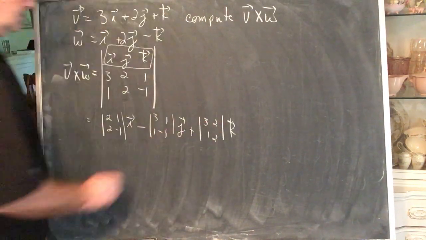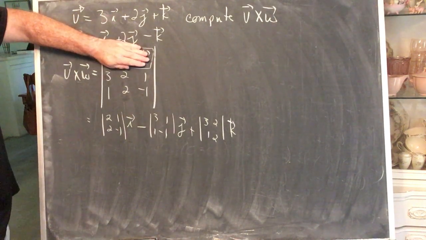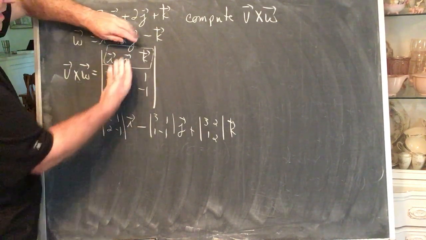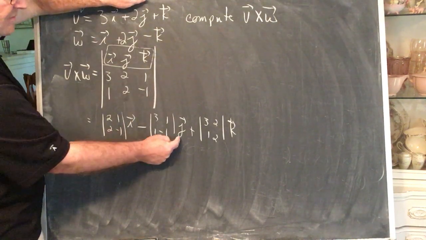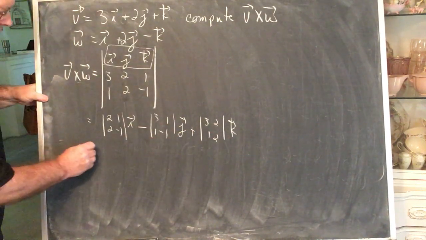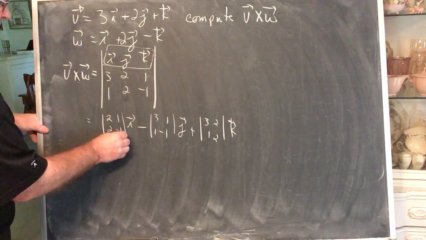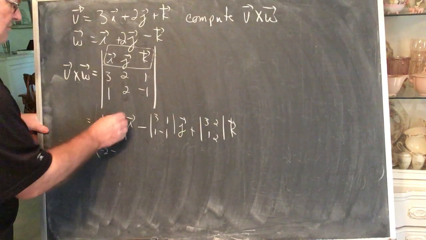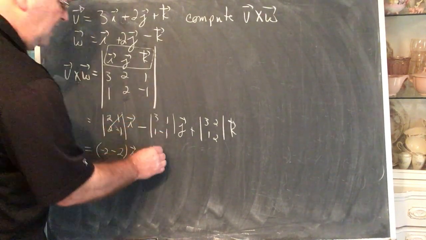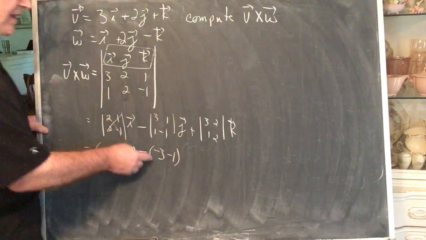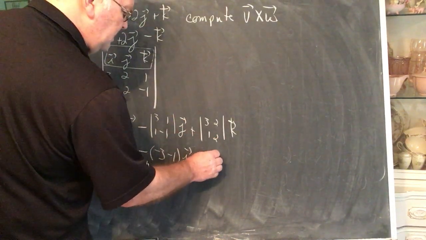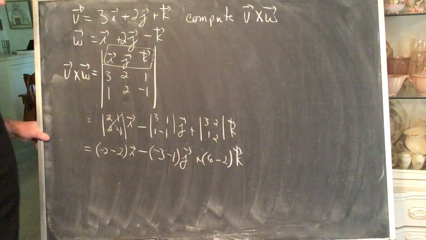All right, so we see what happens here. Eliminate the top row, eliminate the first column, 2, 1, 2, negative 1. That's vector I. Negative because it's the second position. Eliminate, that's 3, 1, 1, negative 1 times vector J. And then K, that's 3, 2, 1, 2. That determinant times vector K. The rest of this is computation. So this is multiply minus multiply. It's negative 2 minus 2 vector I. Now be very careful. Minus parenthesis, negative 3 minus 1. Be very careful with the negative signs. And then plus, this is 6 minus 2 times vector K.